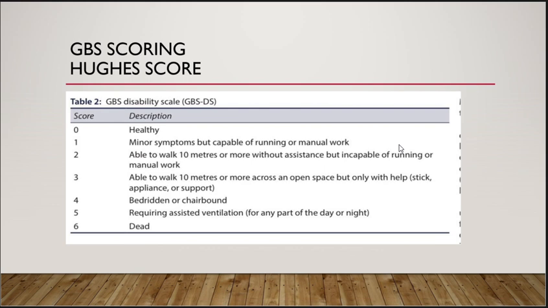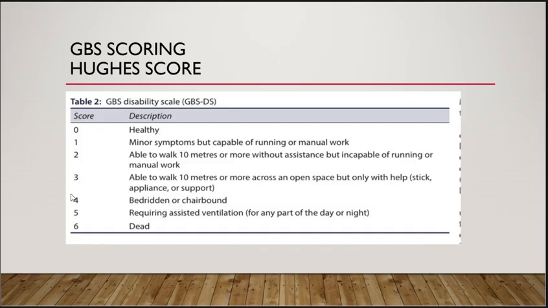There are various scoring systems for GBS. Among these, the GBS disability score is the most commonly used, even for deciding when treatment is to be initiated. It contains six grades. Zero is healthy, one is minor symptoms but capable of running or manual work, score 2 is able to walk 10 meters with or without support but incapable of running, score 3 is able to walk 10 meters but needs support, and 4 is bedridden or chair-bound.